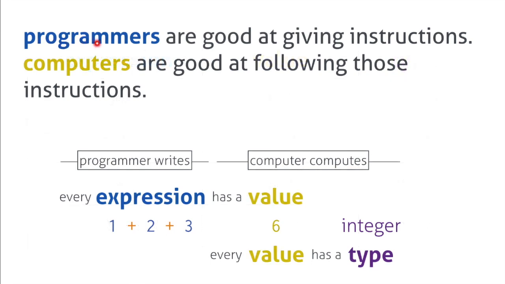So, programmers are good at giving computers instructions, and computers are good at following those instructions. Programmers write expressions, and the computer computes the value and type of those expressions.